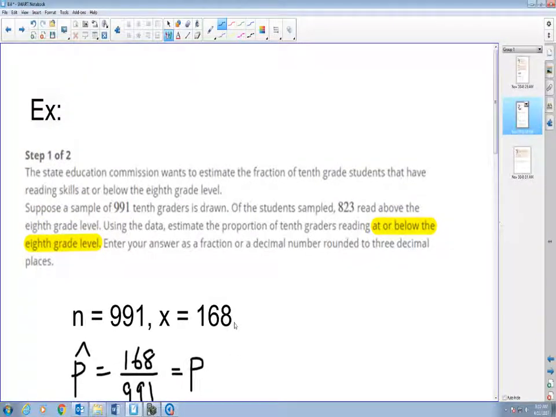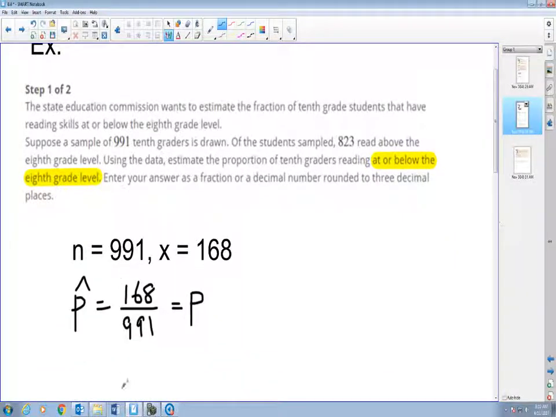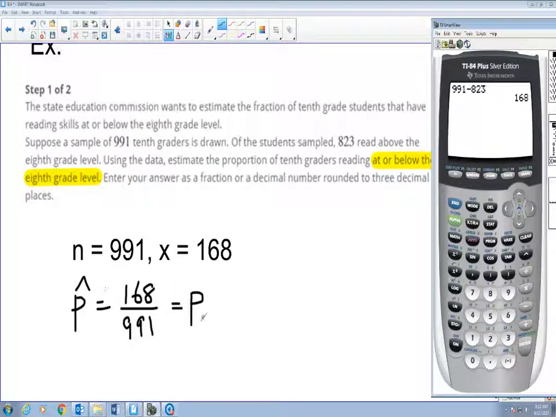Now, if we do this in the calculator, we don't need to know this percentage right now because I just need to type it in. But just to show you, if I divide it, that tells me almost 17% read at or below the 8th grade level. Okay, so this 17% is my best point estimate that we can actually use. Alright, let's put it in our calculator.